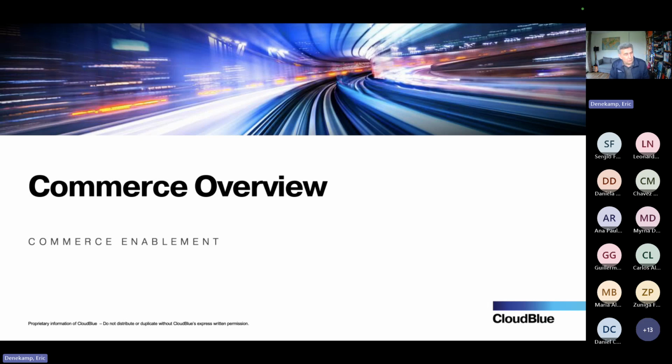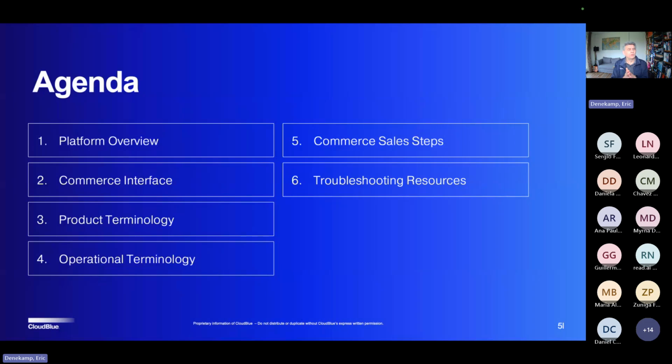So the first deck that I want to talk about is the commerce overview. It is a pretty long deck. Maybe I stop halfway for questions. I think that's something I will do. I'm going to do a platform overview. Most of you are probably already working with the platform, so this might come in familiar. I'm going to look at the commerce interfaces. That should actually be a plural there.